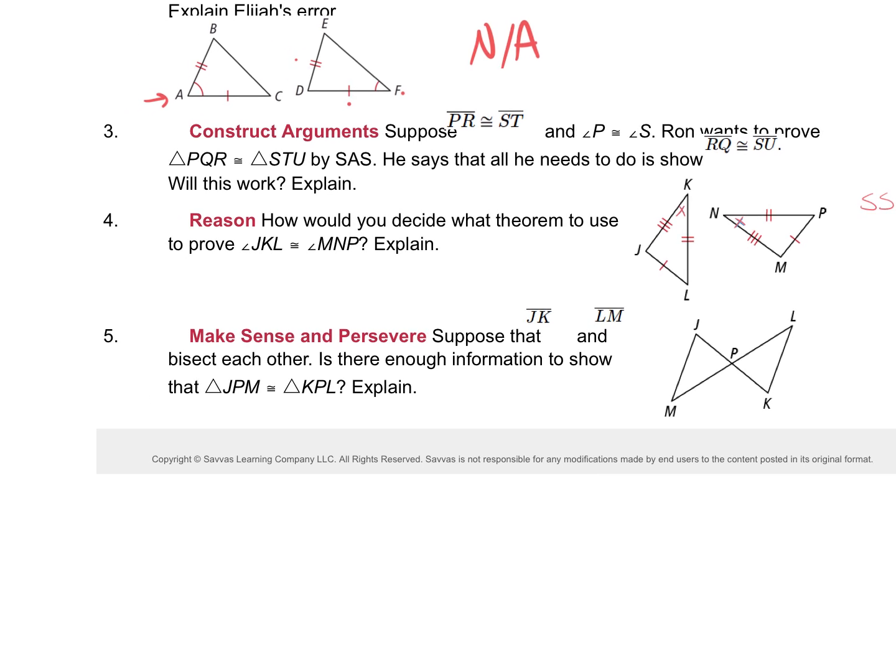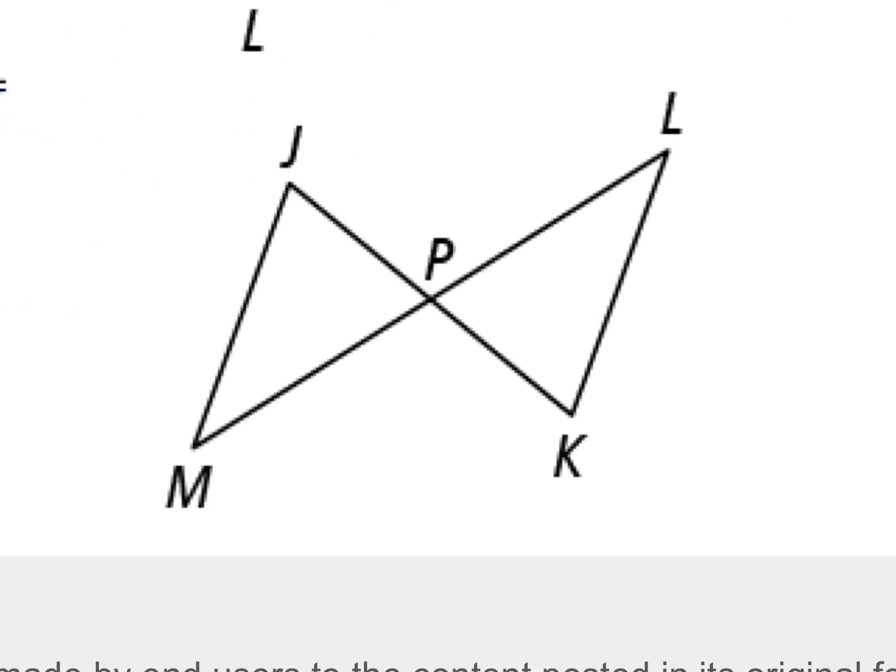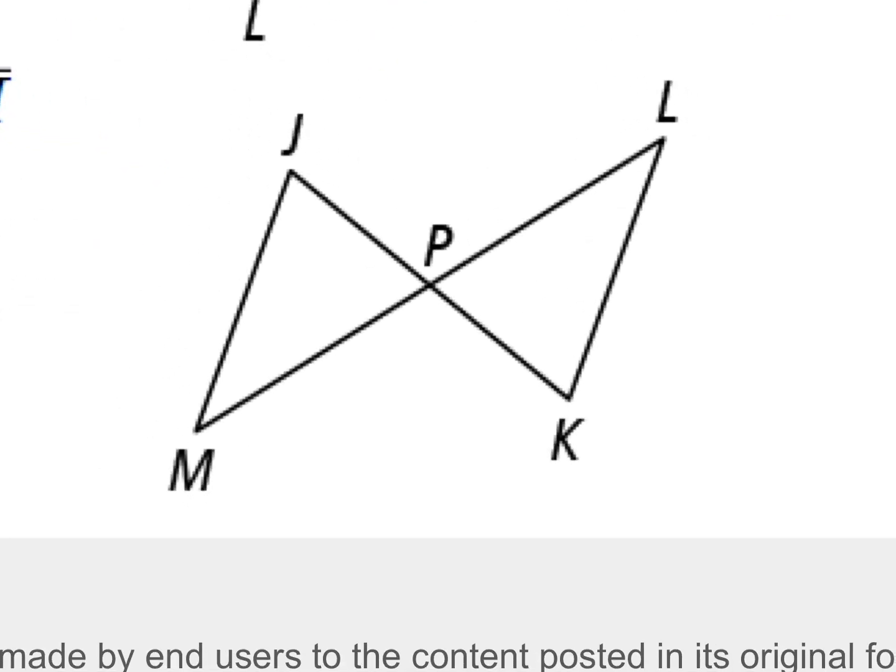Number 5, last one here. It says, suppose that JK and LM, are those talking about angles or sides? Sides, bisect each other. What does bisect mean? Don't let it trick you. What do you think it means? Crosses, specifically how? Makes an X. Not specifically perpendicular. Bisect means split in half. Okay? So it says JK and LM bisect each other. So if JK bisects LM, what do we know? If it splits it in half, what's equal to each other?